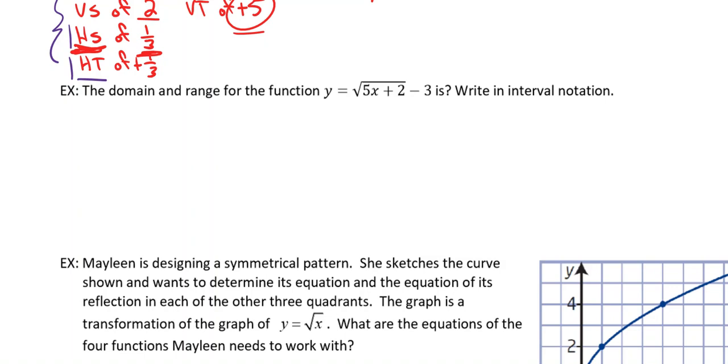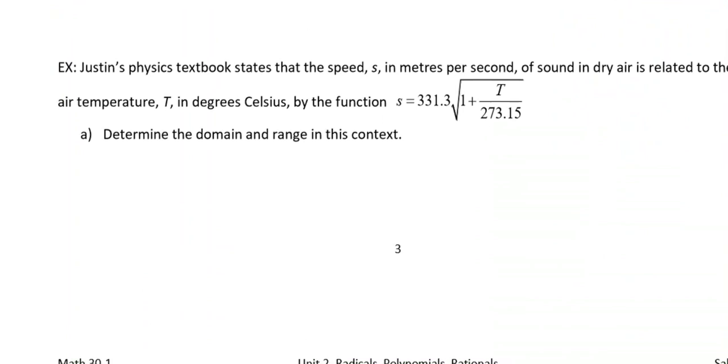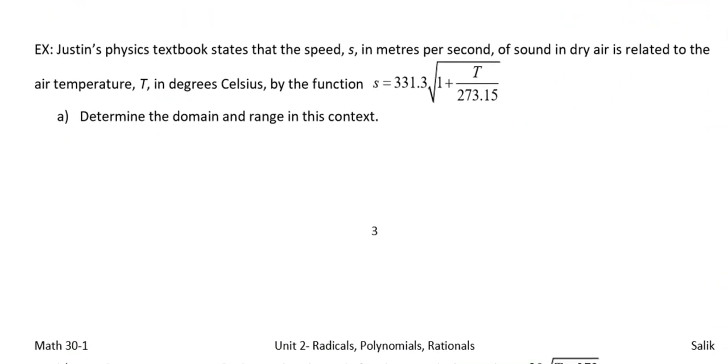Okay. We're going to skip all the way down to this example. This one says, Justin's physics textbook states that the speed s in meters per second of sound in dry air is related to the air temperature T in degrees Celsius by the function. Right, we've got this big function. Now, determine the domain and range in this context.